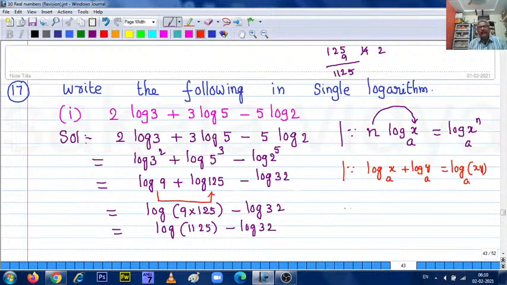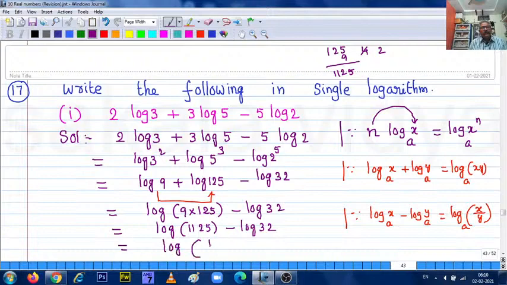Yes, here we have one more formula. Log x to the base a minus log y to the base a equals log of x by y, not x into y, to the base a. So this we can write as a single logarithm. Now log of 1125 upon 32. This is the answer. So in this way we can express this one as a single logarithm. Understood now? Log 1125 by 32.